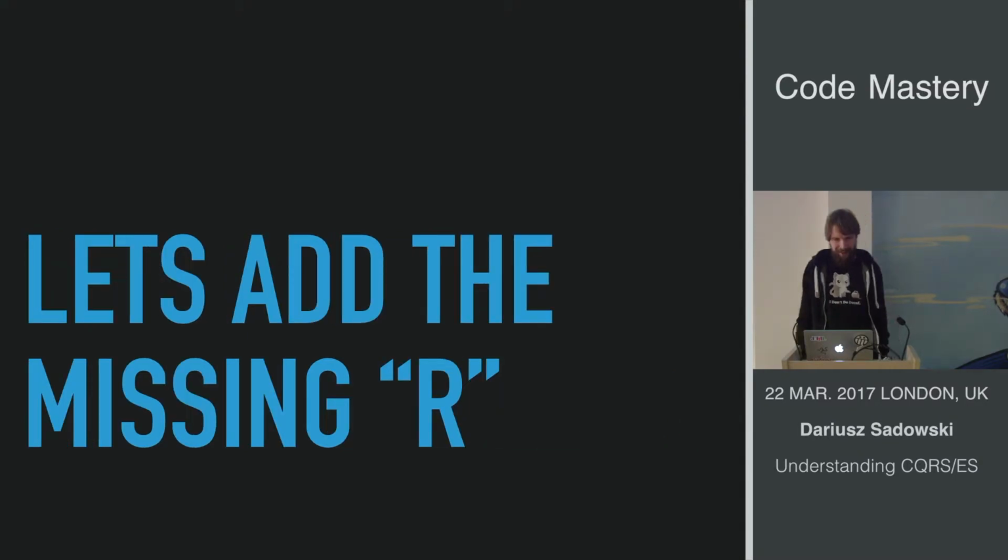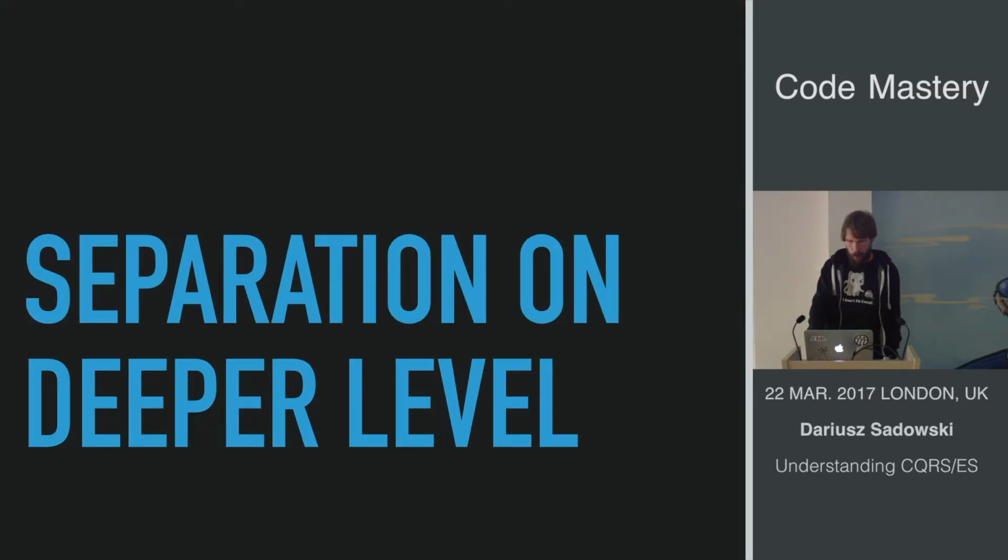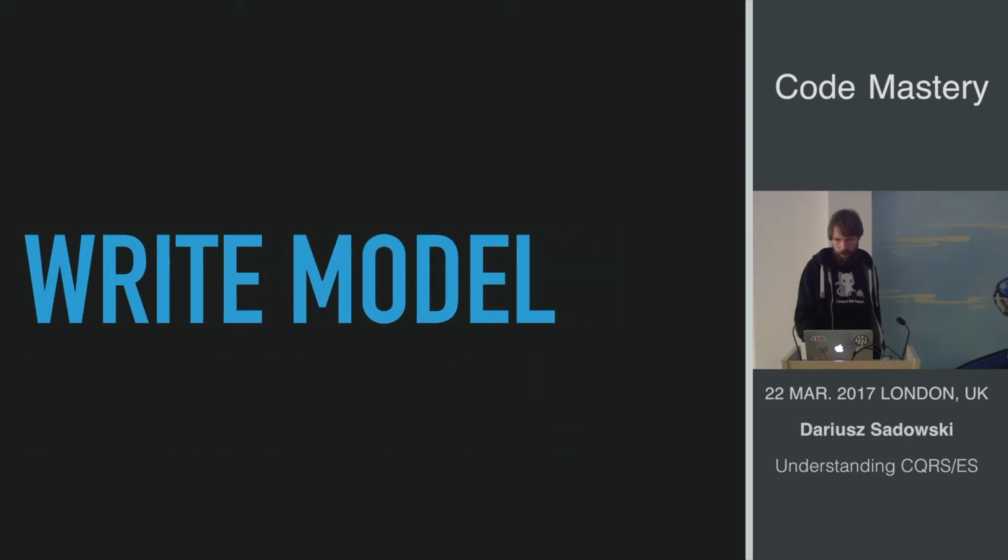So let's add the missing R from CQRS. CQRS talks about separation on a bit deeper level, where we have separation not only on the business logic side, but also on the model side. So we are splitting basically the application into two databases, write database and read database. Event sourcing is one thing, but let's start first with the write model.